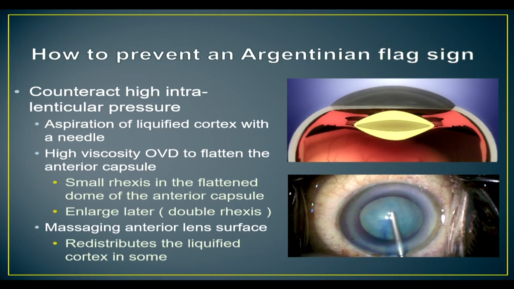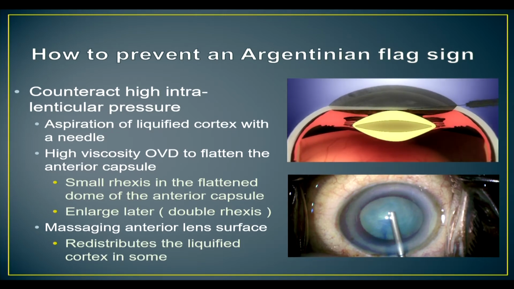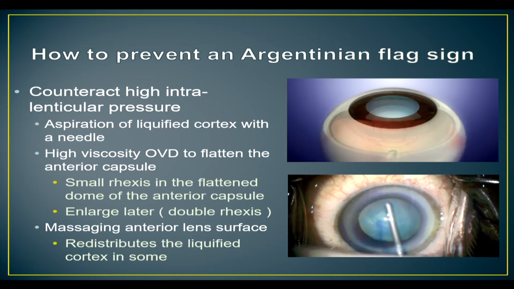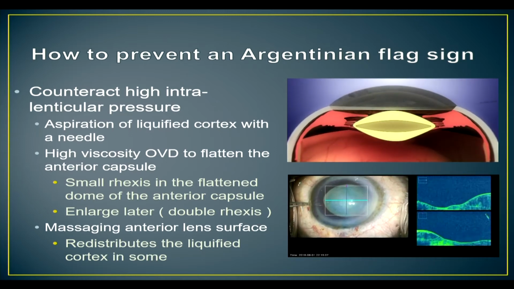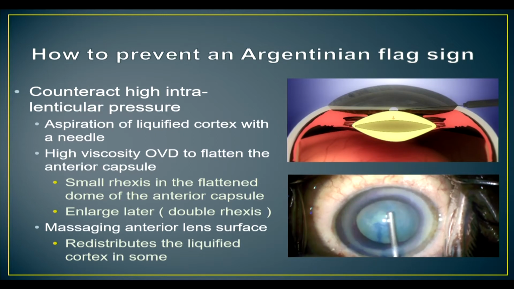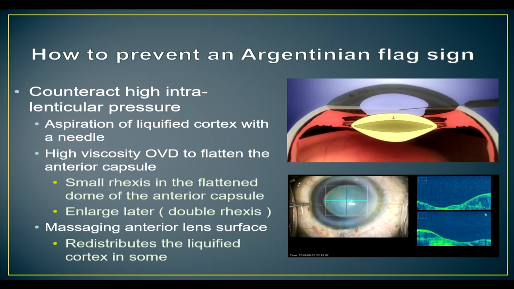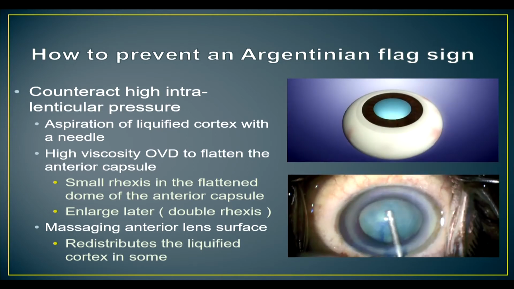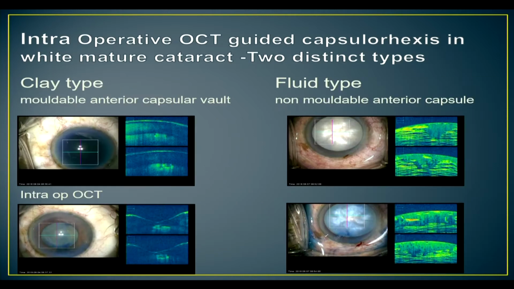Now, there are many ways that have been described to prevent a capsule rupture. Aspiration of liquefied cortex with a needle, or a high viscosity OVD to flatten the anterior capsule, as seen here, or massaging the anterior lens surface, which also redistributes the liquefied cortex. In some people, we used the intraoperative OCT to see what happens to the anterior lens surface with massaging. In some, it is moldable like this.